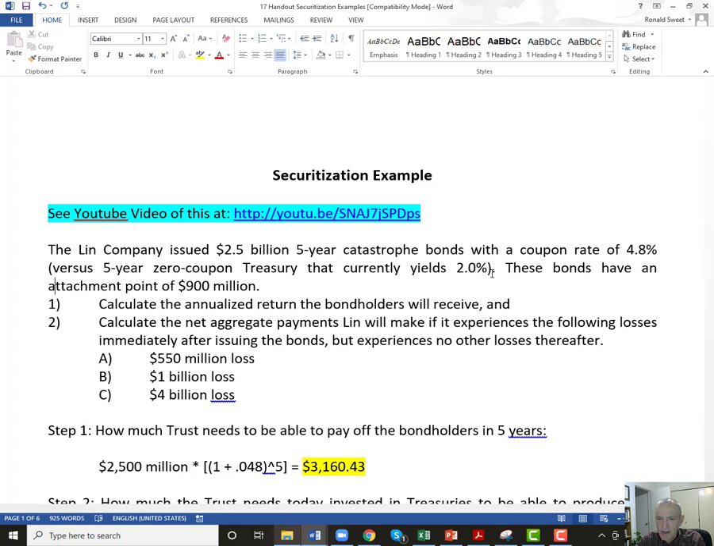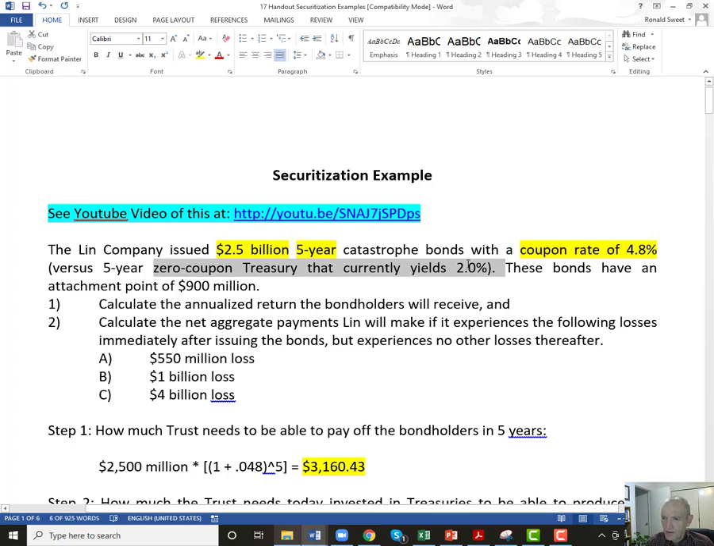They have an attachment point of $900 million. That's going to be pretty critical. So the key thing is, how much do they issue? The $2.5 billion means they actually borrowed $2.5 billion. So this trust goes out there and borrows $2.5 billion, and they borrow by issuing a 5-year bond that has a coupon rate of 4.8. So they're promising to pay these people 4.8% for 5 years. A zero coupon treasury currently yields 2%.